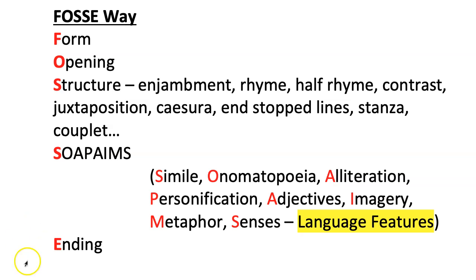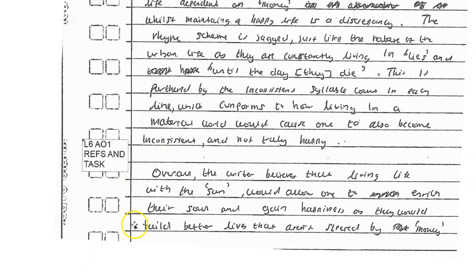And now to the ending of FOSSE way. It says right about the ending of the poem because that is always where the author will explain their final point of view. We saw that in Sanjay's conclusion, linking the ending to the poet's point of view, and that's why he got full marks.